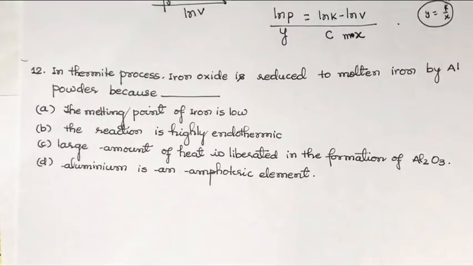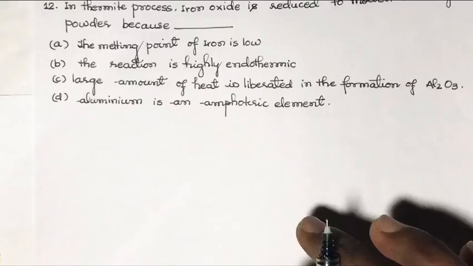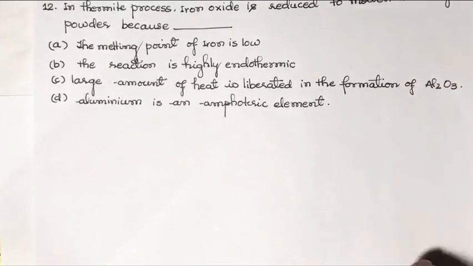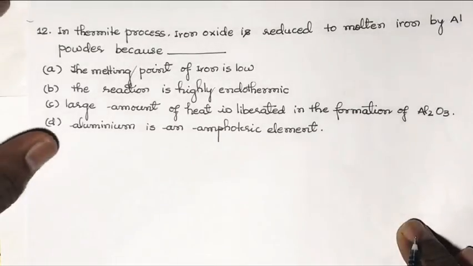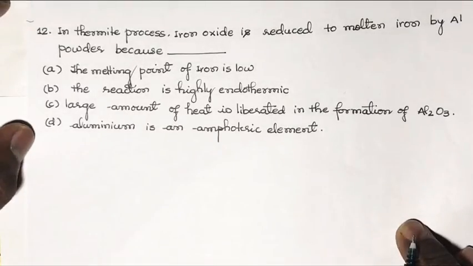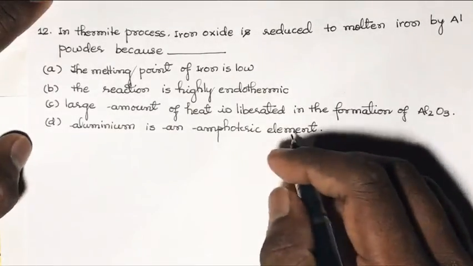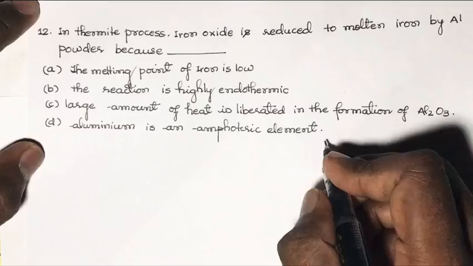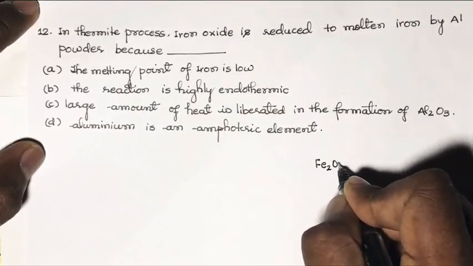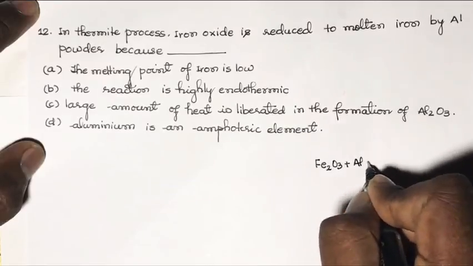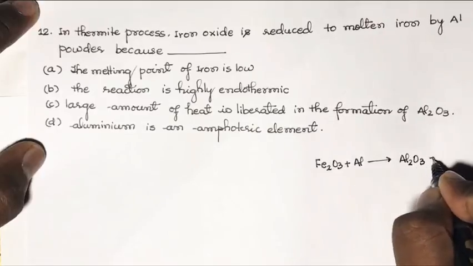Coming to the next problem, and the problem is: in the thermite process, iron oxide is reduced to molten iron by aluminum powder because... So basically this is the thermite reaction and it is used to join railway tracks. That is, Fe2O3 plus aluminum in powder form will give Al2O3 plus Fe.